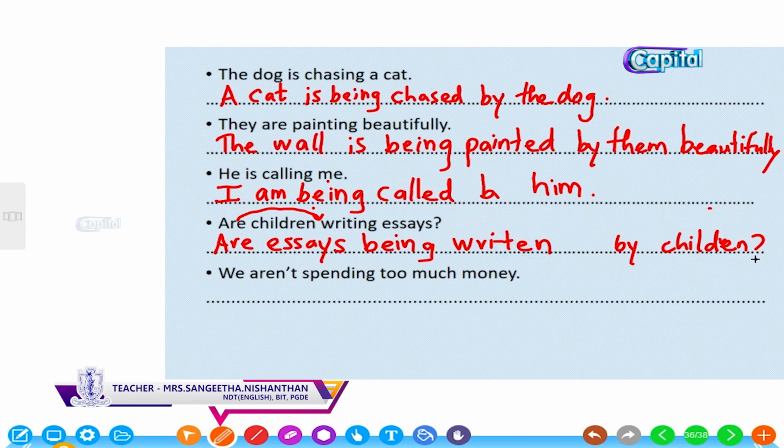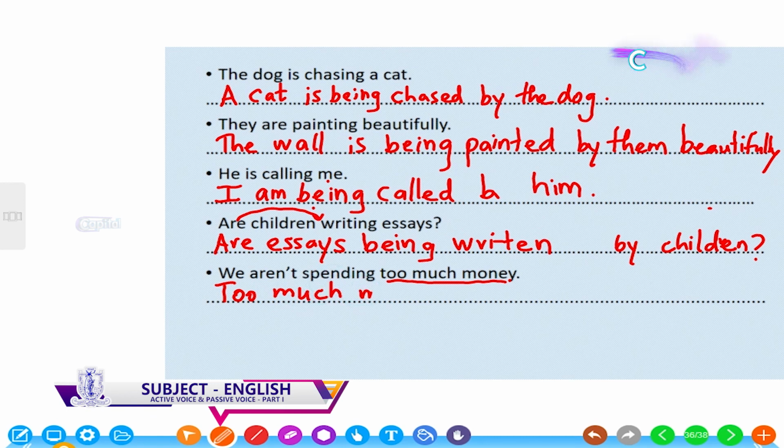written. The last one, we are not spending too much money. Who? We. What are we doing? Spending. What are we spending? Too much money. So, the object is too much money. So, bring it to the beginning. Too much money. Money is considered as one unit. So, it will be as singular. So, we use the be verb is.